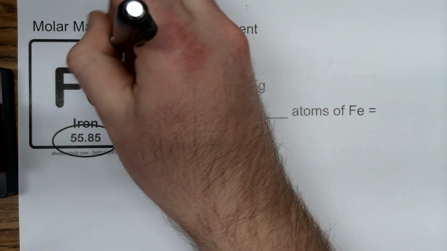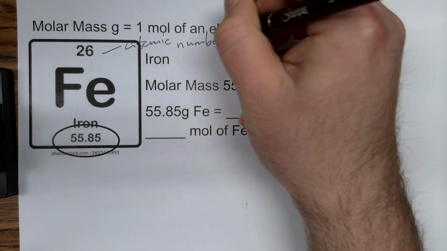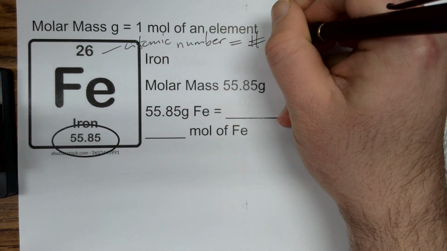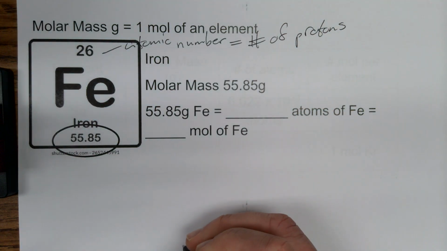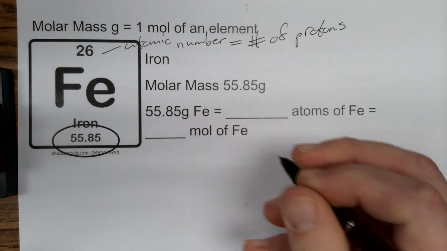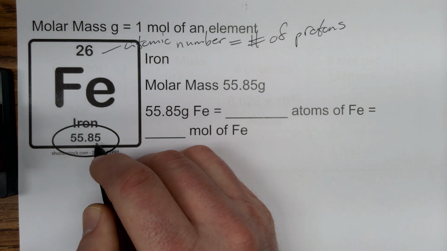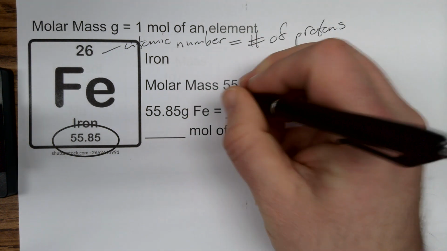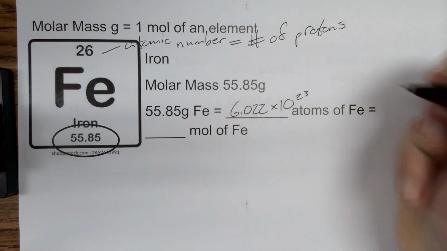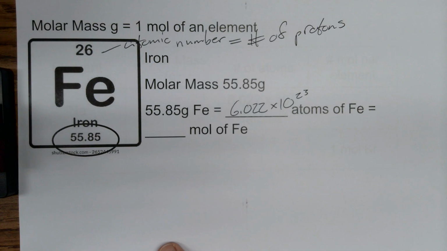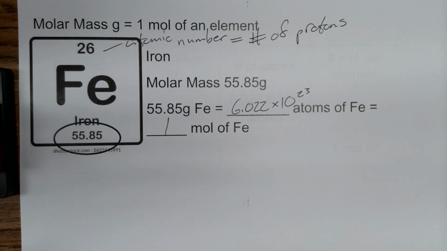But, like I said, my top number is my atomic number. That tells me what? Number of what in my atom? Number of protons. My atomic mass number on the bottom here, this number right here, 55.85, like we calculated earlier, equals 6.022 times 10 to the 23 atoms of iron. That equals 1 mole of iron.